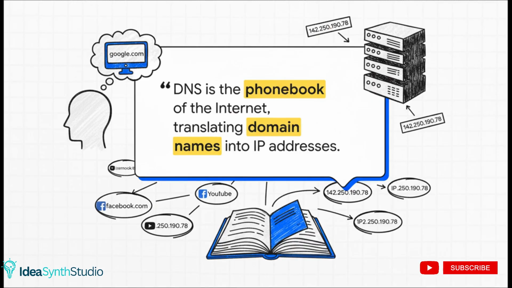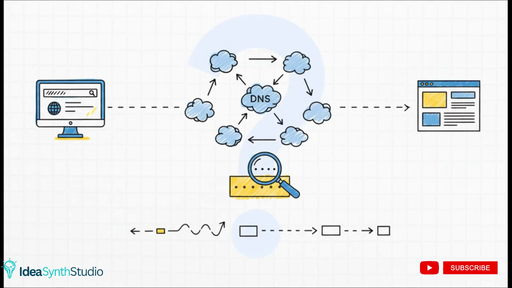We humans remember names, like Google.com, but computers, they only talk in numbers, these IP addresses like 142.250.190.78. DNS is the massive global phone book that looks up the name you type in and finds the right number so your computer can connect. I mean, really think about that for a second. You type a domain name into your browser, hit enter, and bam, in a fraction of a second, the right website appears. Out of billions of websites, how does it know exactly where to go?